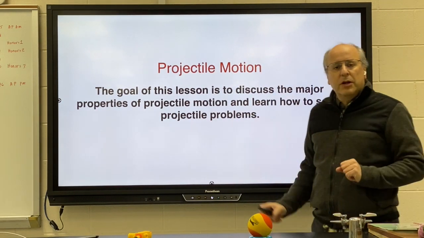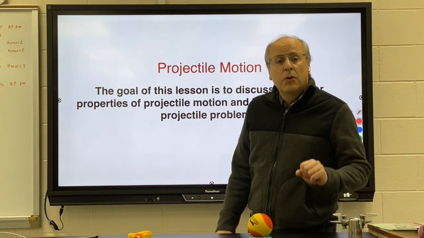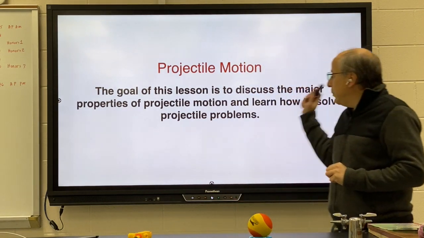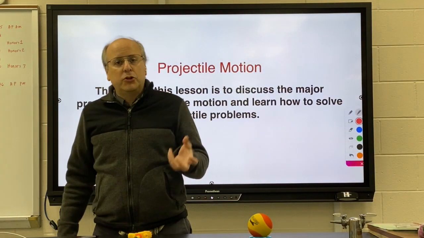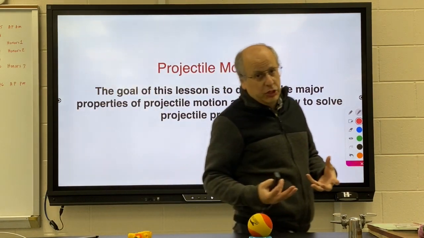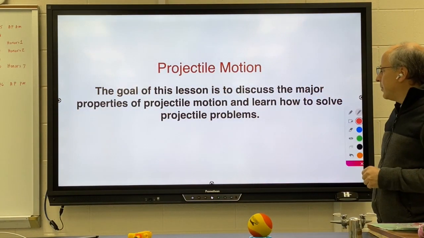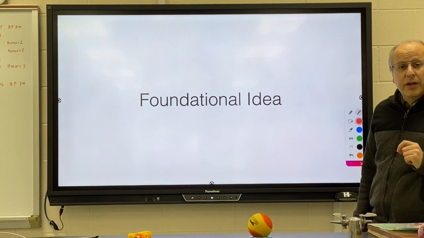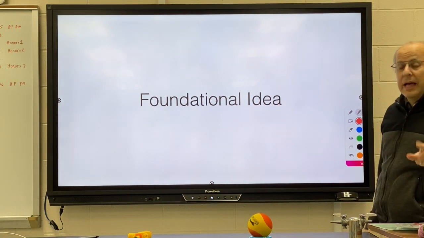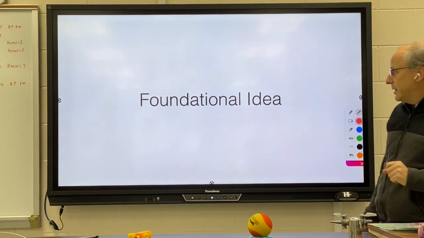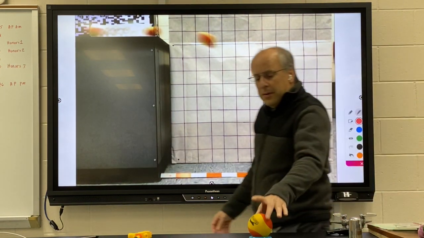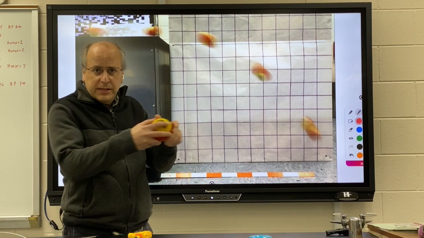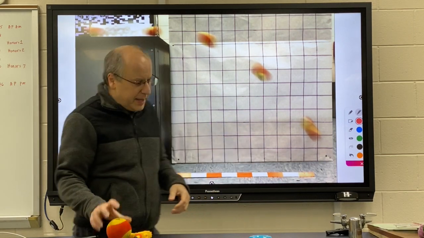Okay, so today we're going to start unit number 3. We're going to start unit number 3 with projectile motion. Unit 3 deals with motion that is multi-dimensional. So we're going to start with projectiles, and I want to make sure you understand a foundational idea dealing with projectiles. And that idea can best be seen by taking a look at this ball as it rolls off the end of my lab table.